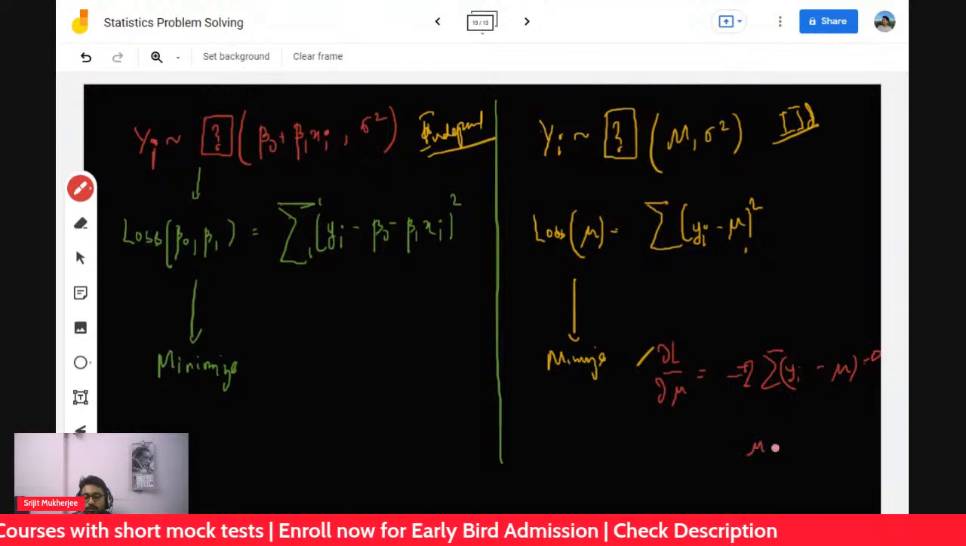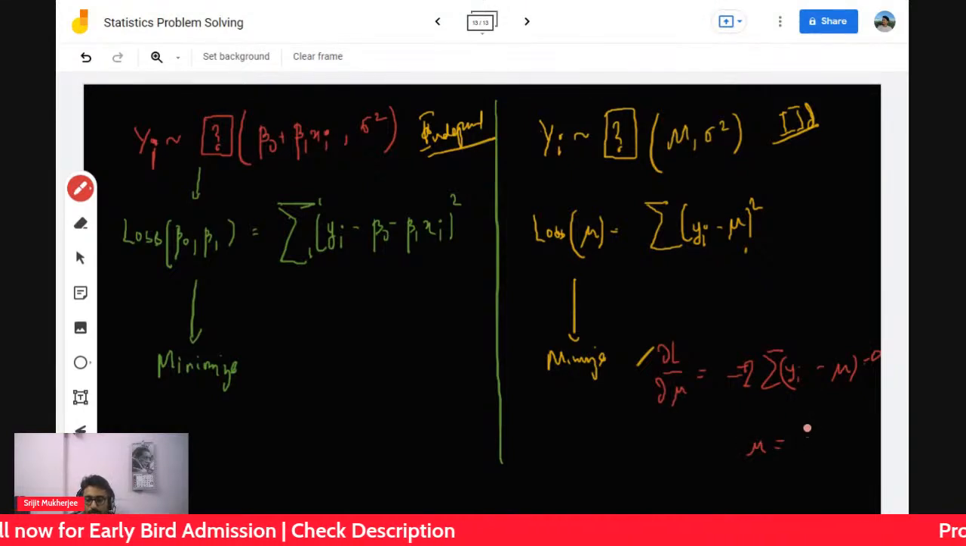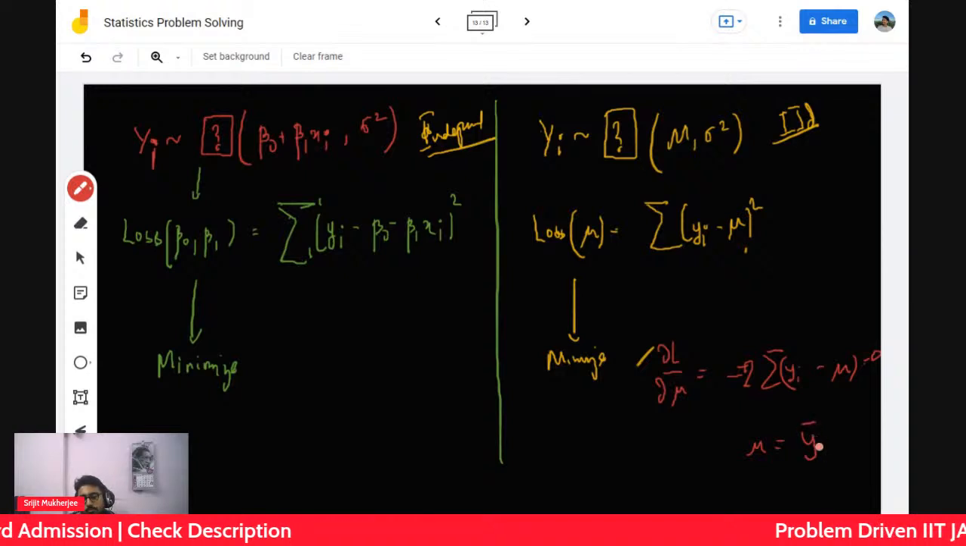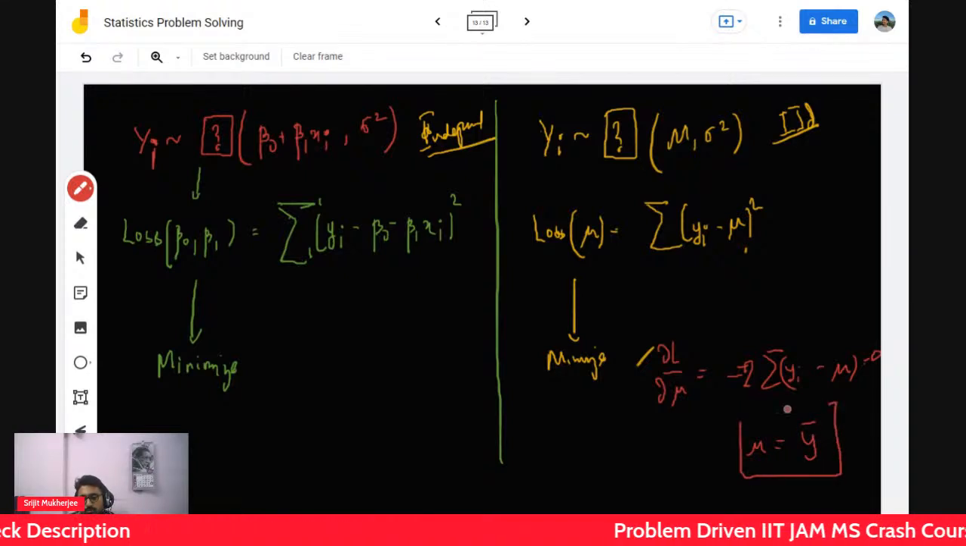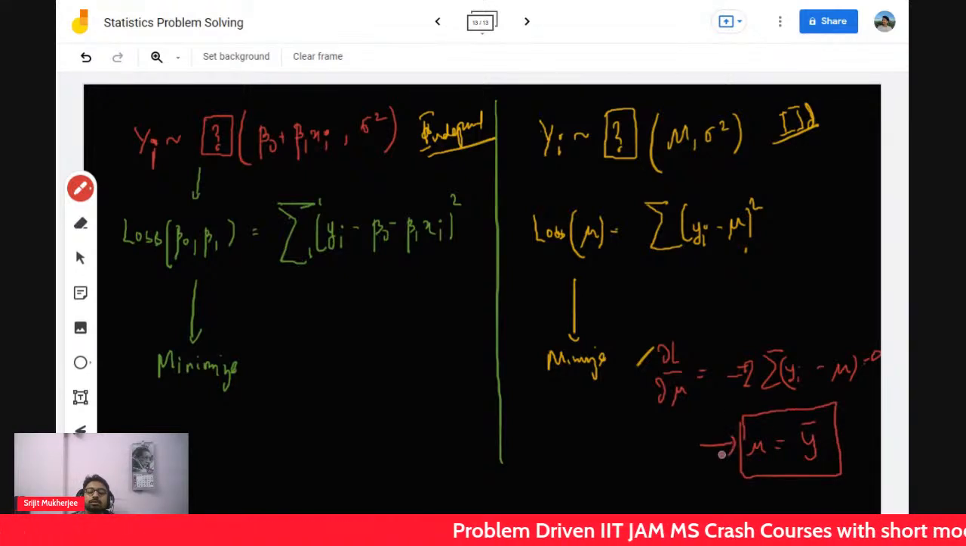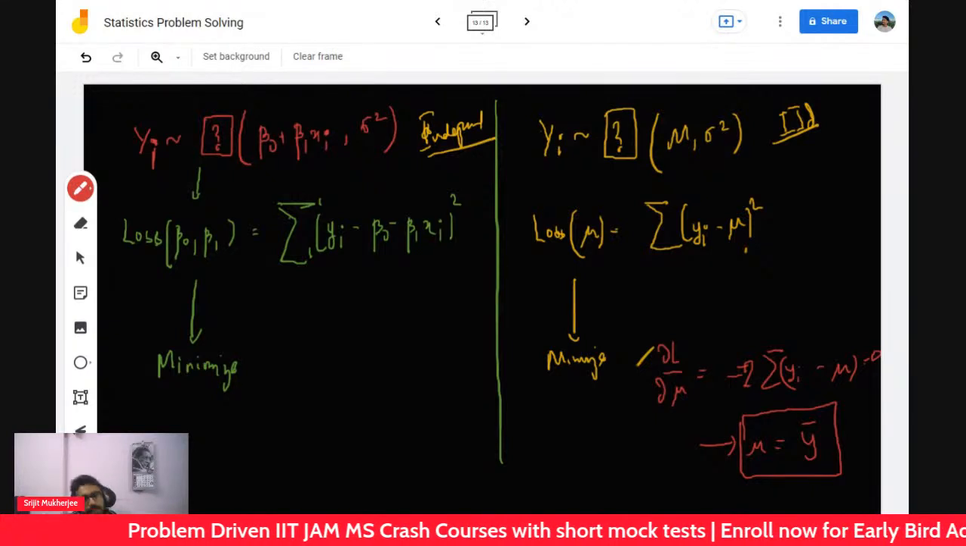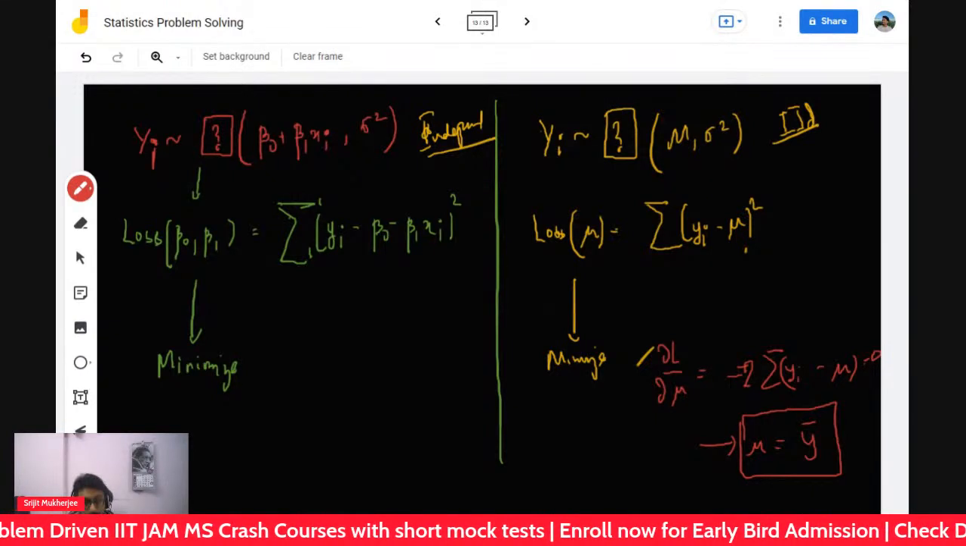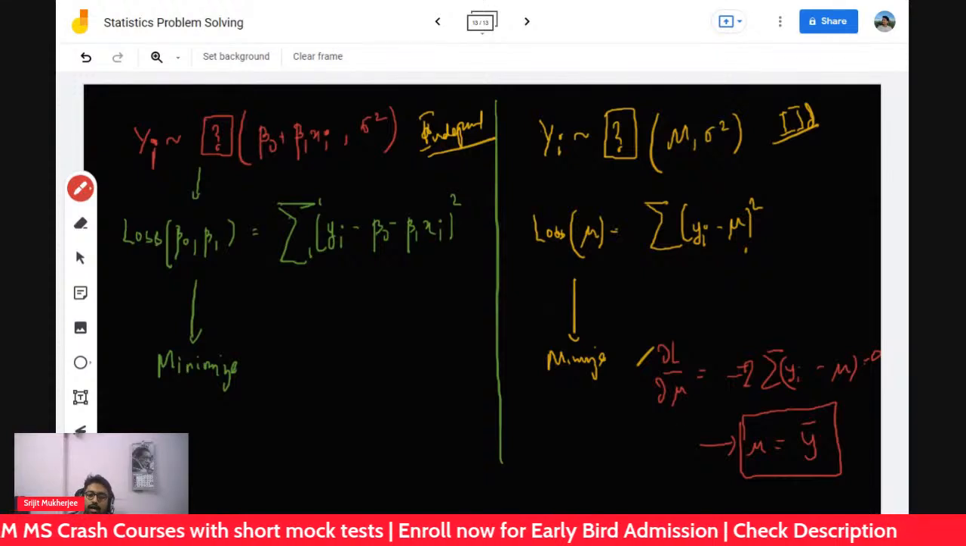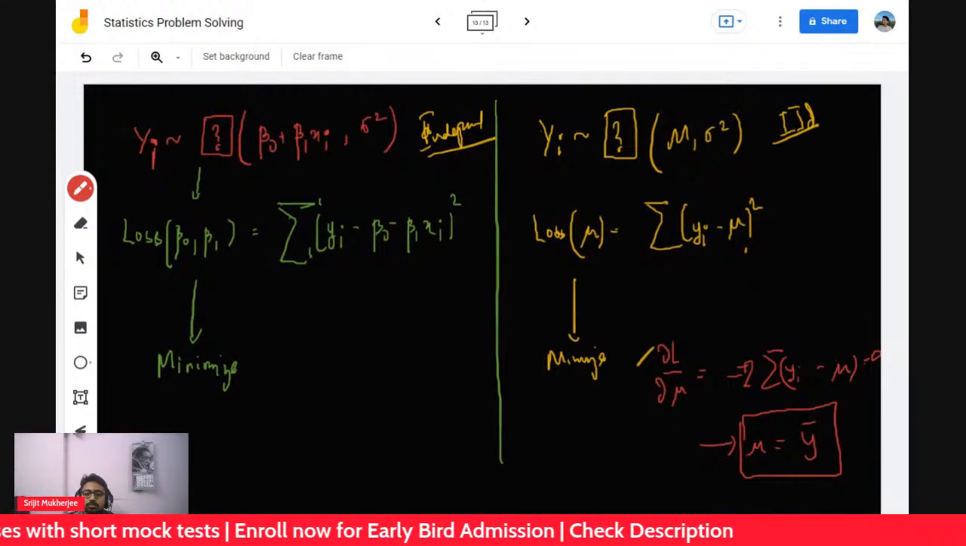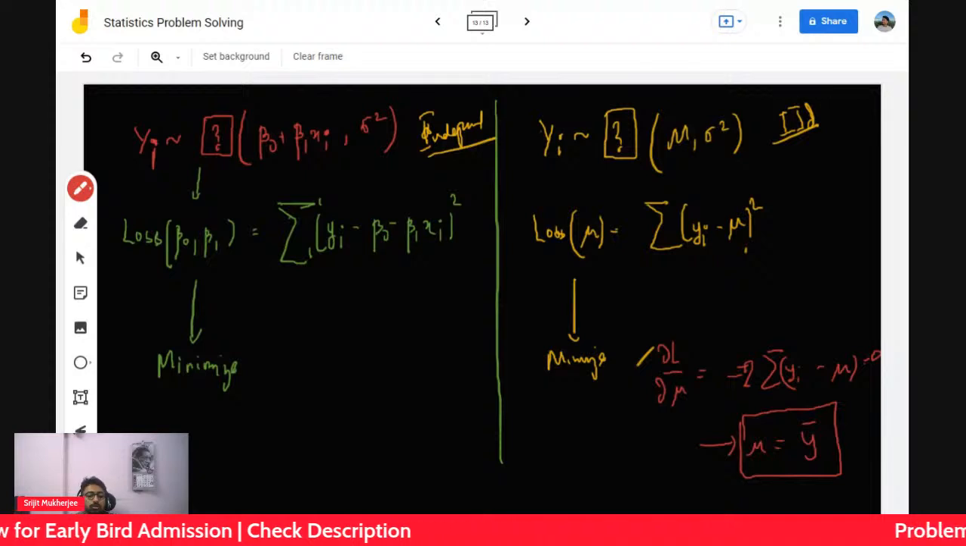So what's getting out? It's getting out that mu is nothing but y bar. So you see that it gives the same estimate as the MOM estimate, and it's a very good estimate. Do you see how the least square algorithm is extendable to this case in general numbers, not only just in case of regression.